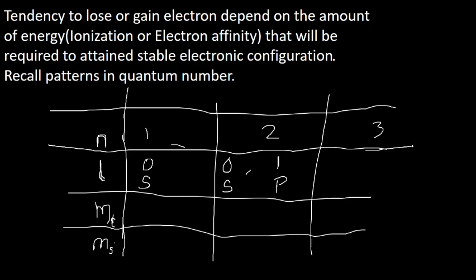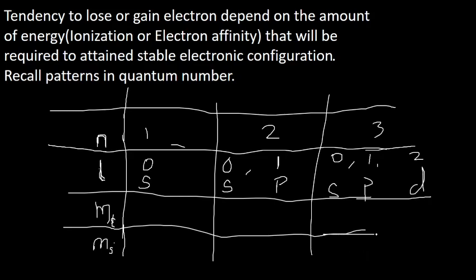For the third energy level, what you have is 0, 1, and 2. Make sure that you space out the numbers. So for the 0, it is S. For this 1, it's equal to P. For the 2, it's equal to D.